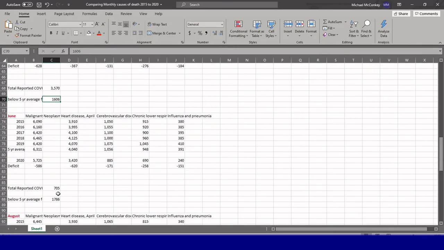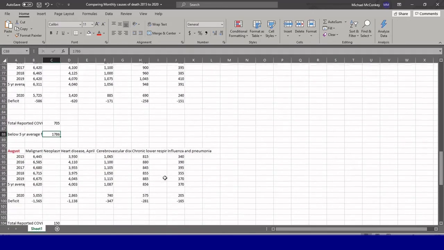In June, there were only 705 COVID deaths, but there was a 1,786 deficit, right? People who would normally, based on the average of the previous 5 years, have been expected to die in June didn't die this June, presumably because they were dying back in April and May, right?